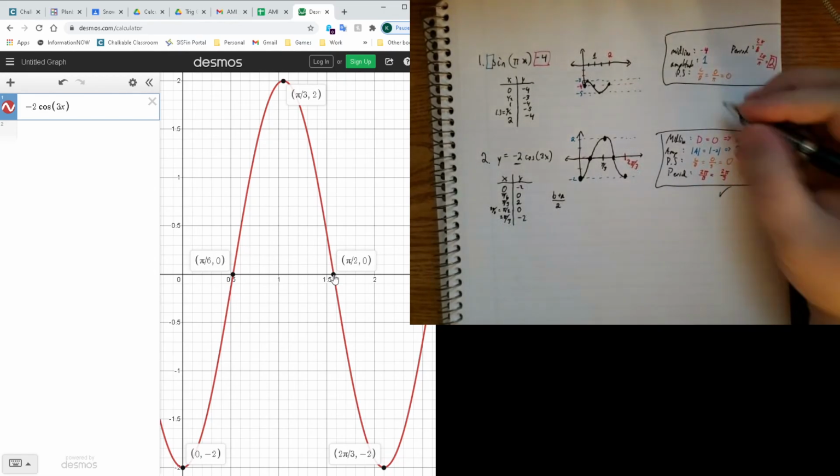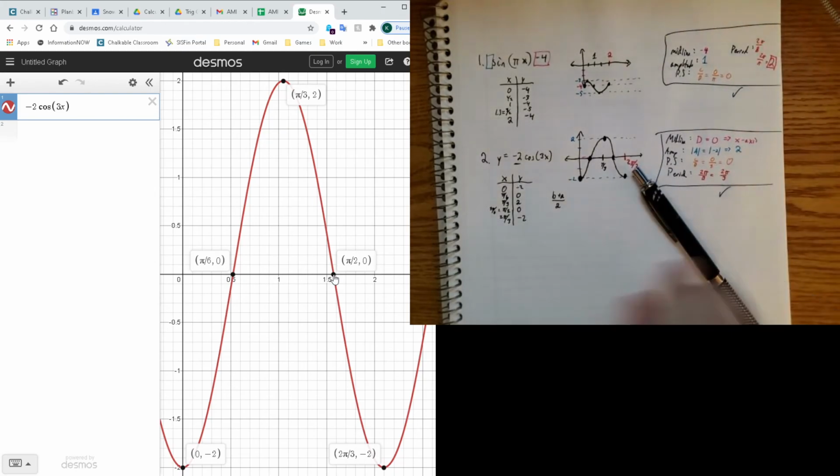So, we've checked our work on our first two problems. They both turned out pretty good. Let's go ahead and look at problem number 3.